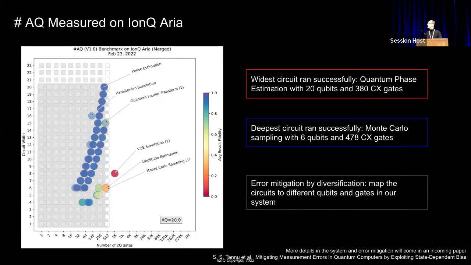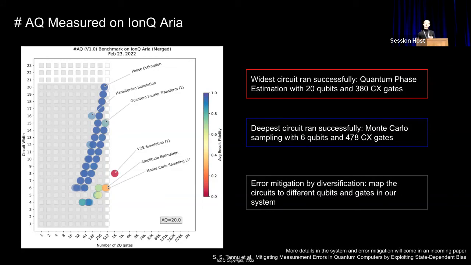So here I show the AQ measurement on IonQ Aria with error mitigation. The measured AQ is 20, which means that on this quantum computer, you can run a circuit with 20 qubits and 400 CNOT gates successfully. The widest circuit we run successfully is the quantum phase estimation with 20 qubits and 380 CNOT gates. The deepest circuit we run successfully is Monte Carlo sampling with 6 qubits and 478 CNOT gates.